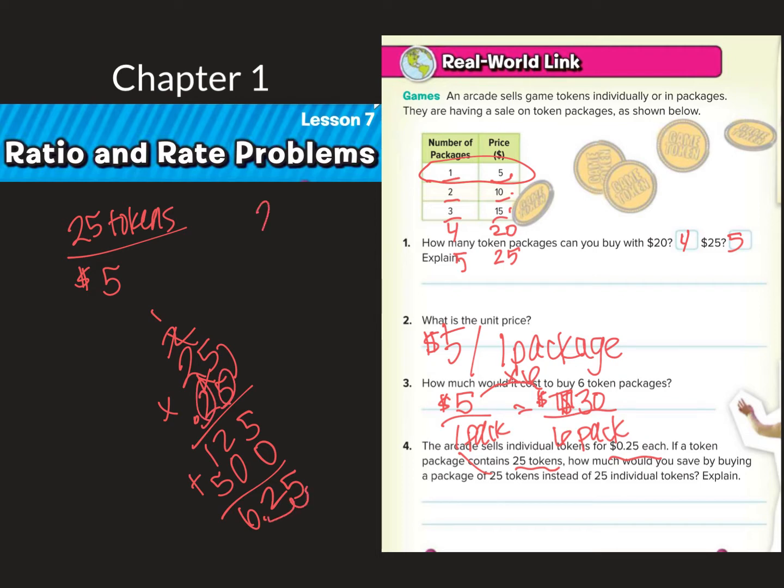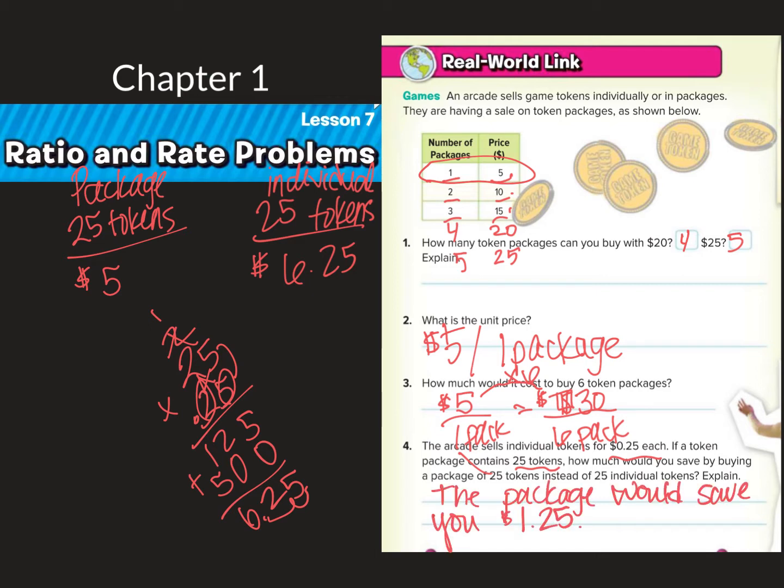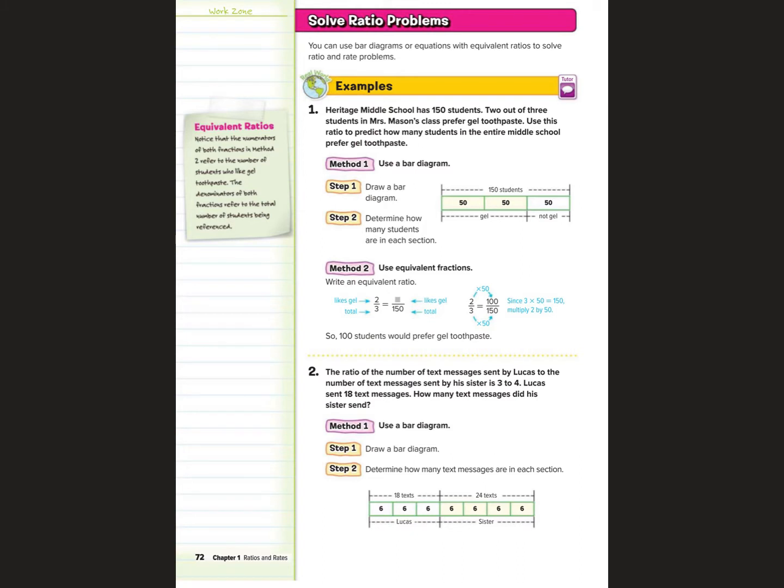So for 25, this would be our package deal. Otherwise, we would have 25 tokens for $6.25, so this would be our individual. So what's the better deal? Buying the package. The package would save you $1.25. It says to explain, which we did, and we also have beautiful work over here to show exactly how we solved that. Okay, next page here.